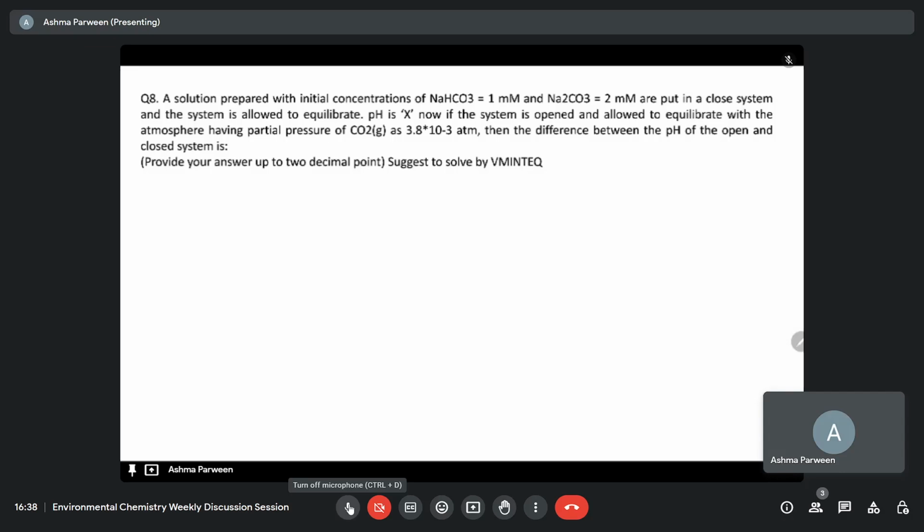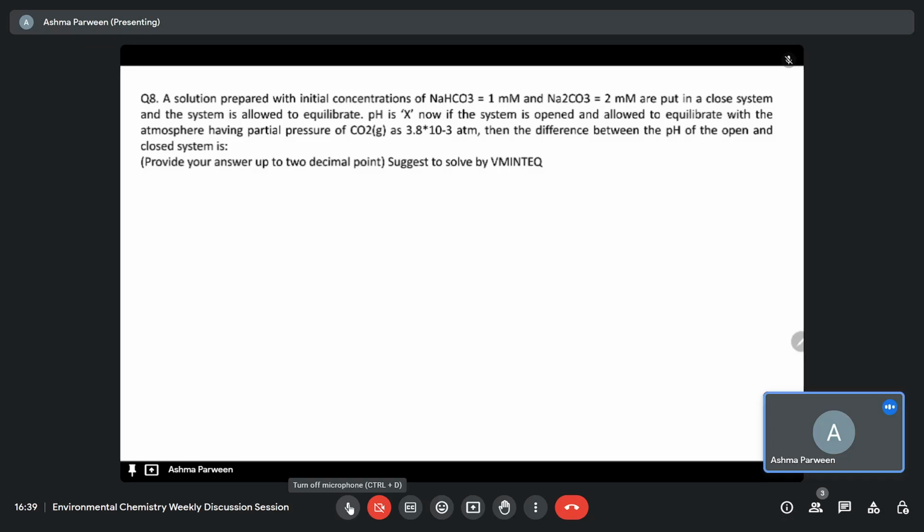Madam, is Visual Minteq allowed to use in the examination? Yes, it is a free software. It is allowed in the examination. If you just search for Visual Minteq 3.1, the latest version, on Google, it will give you the link to download the software. It is a free software for everyone. It runs on Windows.